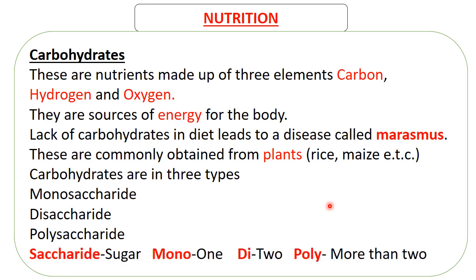So this is what I'm saying: saccharide, sugar; mono, one; di, two; poly, more than two. So when someone asks you what's a monosaccharide, you don't have to scratch your head. Mono, it's one. Saccharide is sugar. Monosaccharide means one sugar.